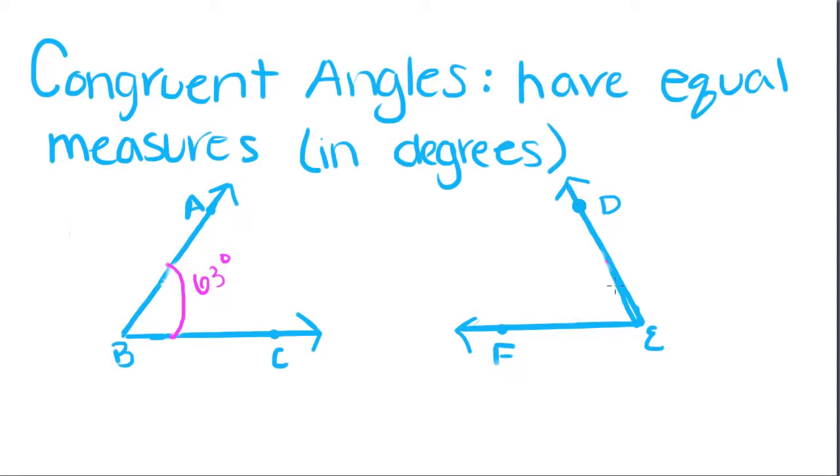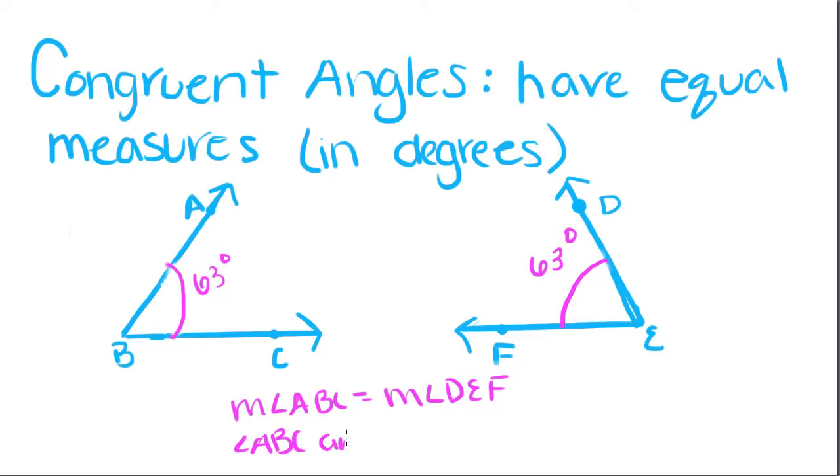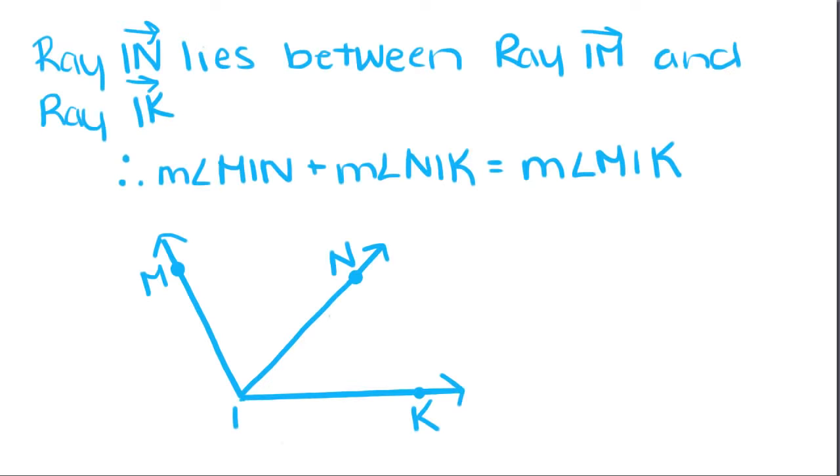And over here we have angle DEF, and if you measured that, you would find out that that is about 63 degrees as well. So since the measure of angle ABC equals the measure of angle DEF, we can say that angle ABC and angle DEF are congruent angles.